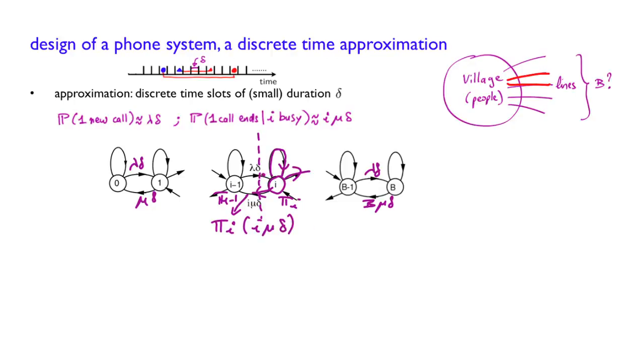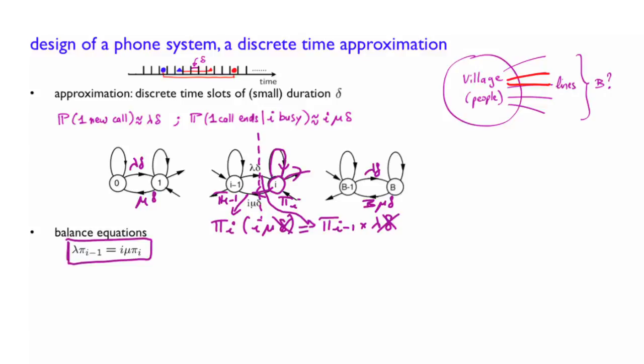And the transition of this type here will be pi i minus 1 times lambda delta. And the frequency of these transitions has to be the same as the frequency of these transitions. So we have that equals that. And then we can cancel the delta in both, and we are left with this equation here. So this equation expresses pi of i in terms of pi of i minus 1. So if we knew pi of 0, then we can calculate pi of 1, and then in turn calculate pi of 2, and so on and so forth.